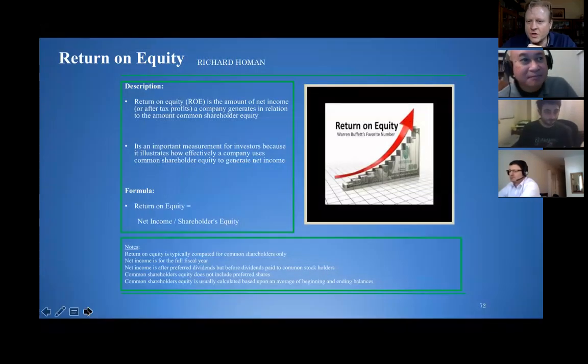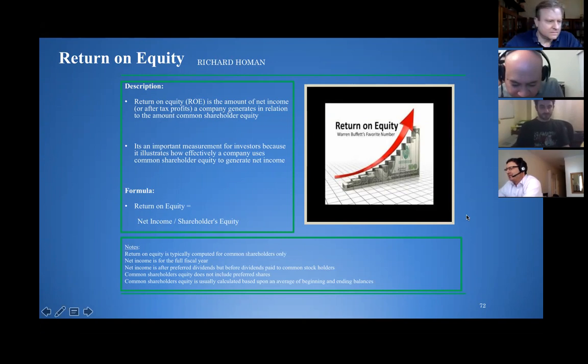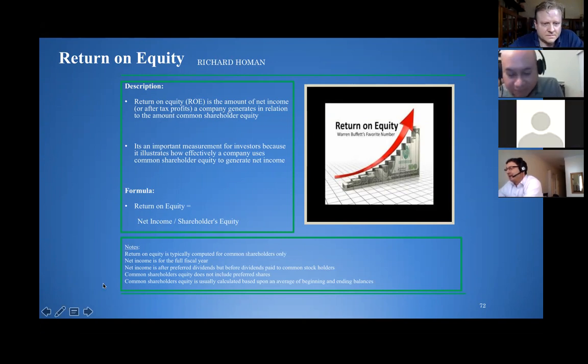And next up is Richard Homan. Great. Hi, everyone. So I'm presenting on return on equity. And as you can see in the slide here, return on equity is one of Warren Buffett's favorite numbers. And return on equity is simply net income that a company generates in relation to the amount of common shareholders' equity that the company holds. It's an important measure because it illustrates how efficiently the company actually utilizes its common shareholder equity.